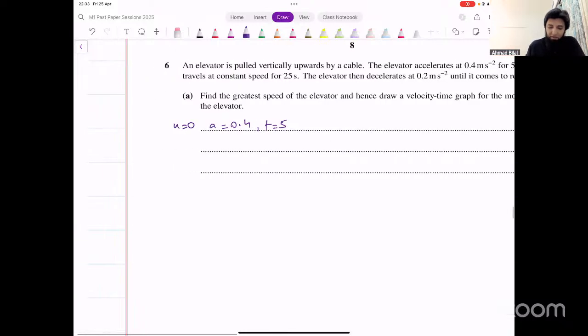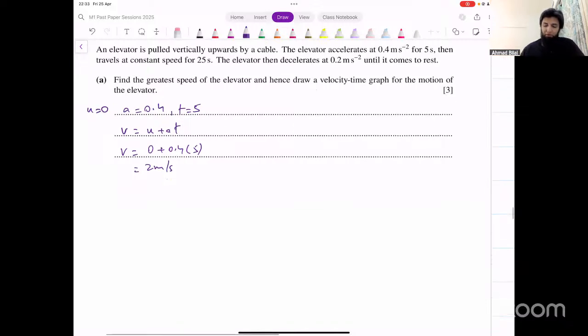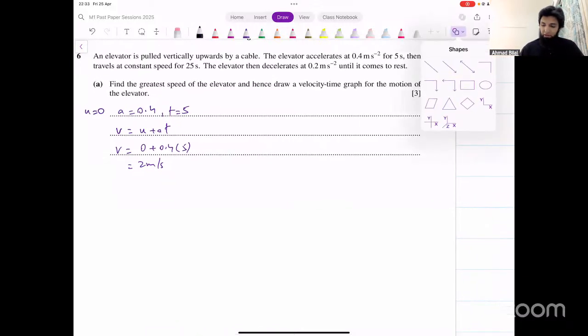Then what's the final speed going to be? v equals u plus at. v equals 0 plus 0.4 times 5. And that turns out to be 2 meters per second. And now we have to draw a velocity time graph. What would that look like?